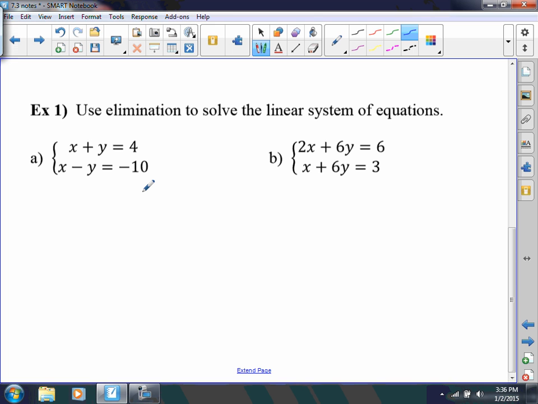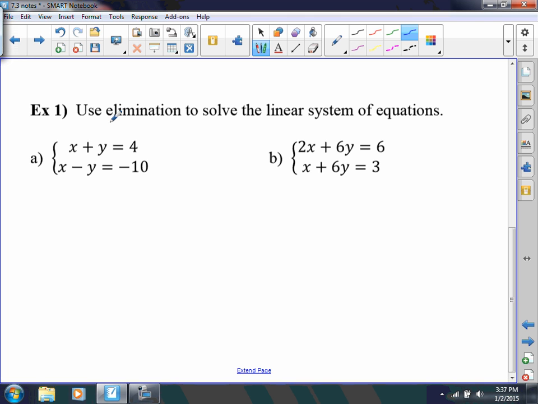Then you want to look at the x's and the y's and say, okay, do I have the same amount but with opposite signs? So if I look at my x's, I have 1x and 1x. So I have the same amount, but they're not opposite signs. So I'm going to look at the y's. I have 1y and a negative 1y. Okay, so now I have the same amount with opposite signs. So I'm going to add up these equations and the y's will eliminate.